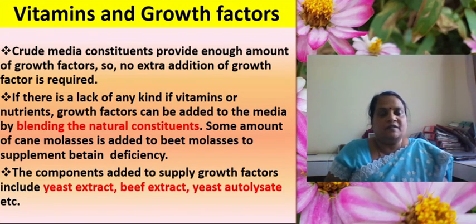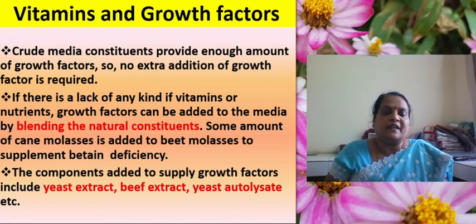The next components in the fermentation media, now we will discuss, vitamins and growth factors. Crude media constituents provide enough amount of growth factors. So no extra addition of growth factor is required. If there is lack of any kind of vitamins or nutrients, growth factors can be added to the media by blending the natural constituents. Some amount of cane molasses is added to the beet molasses to supplement betaine deficiency. I will explain this. Many of the crude media contain the required growth factors. So although these growth factors are required for growth of microorganisms, they are present there in the medium as natural constituents of some crude components.